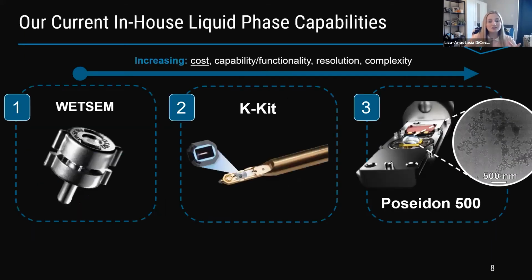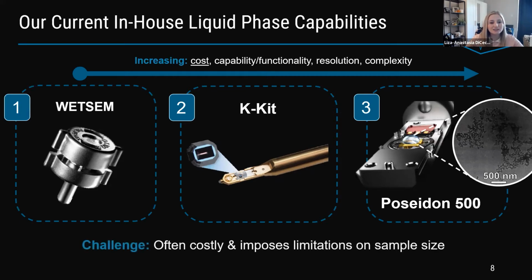So a quick plug-in to our research team. This is some of our current in-house liquid phase capabilities that my group works with. So we have access to a number of different tools to do macro to nanoscale liquid phase imaging, which can enable us to observe wet hydrated biological samples in native hydrated environments and observe in situ reactions taking place dynamically. Now, while we can do some really cool things with these processes, they're often costly. You can only use them one at a time. They're not reusable, and they really do impose a lot of limitations on your sample size.